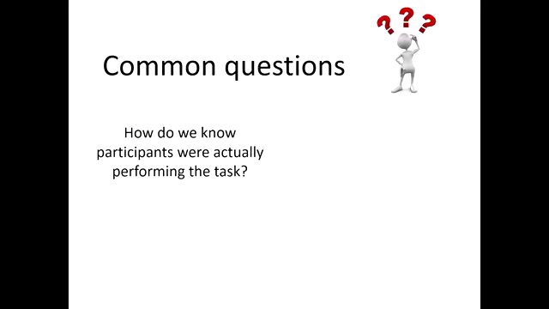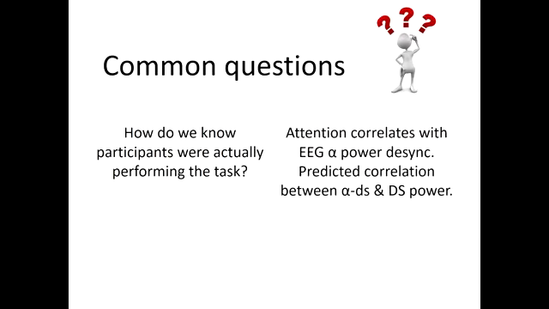In this case, though, because we also have the capability of doing neuroscience, we took advantage of the fact that alpha desynchronization is associated with focused attention. So we predicted, while people were doing the experiment, we took their EEG, and we predicted a correlation between the amount of alpha desync and changes in double slit power. And we, in fact, got a significant correlation of the type that we predicted.